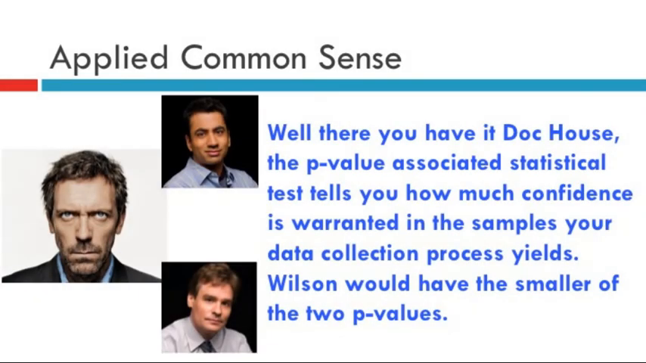So this is where we're getting to the essence of what a p-value is. It tells us how much confidence is warranted in the samples that we're collecting in our data collection process. So in this instance, Wilson would have had the smaller of the 2 p-values.